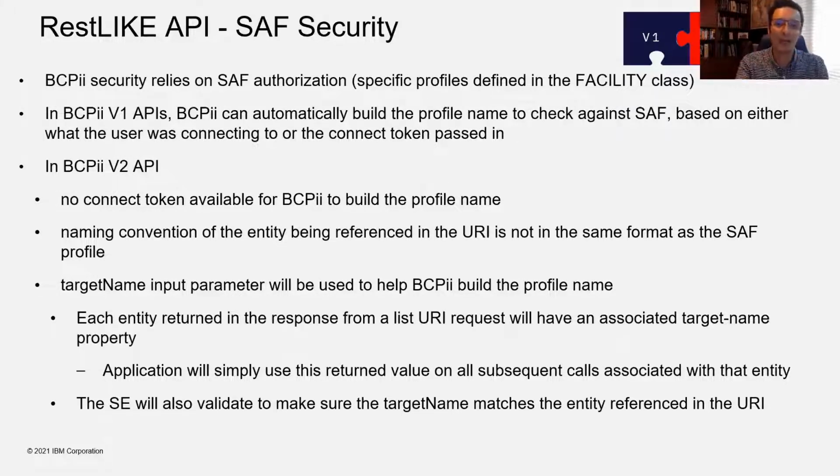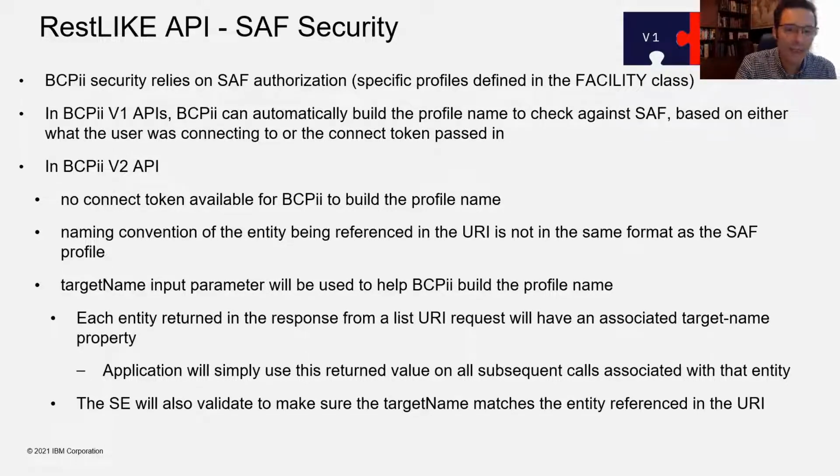So because we were able to maintain state and keep information about all these different connections, we were able to build the resource name or the profile name that we check against the facility class. With version 2, we don't have that connect token available. Remember, each one of these HWI REST invocations is stateless, which means that the request is considered complete at the end of that request. So how do I know what SAF resource I need to actually check against?